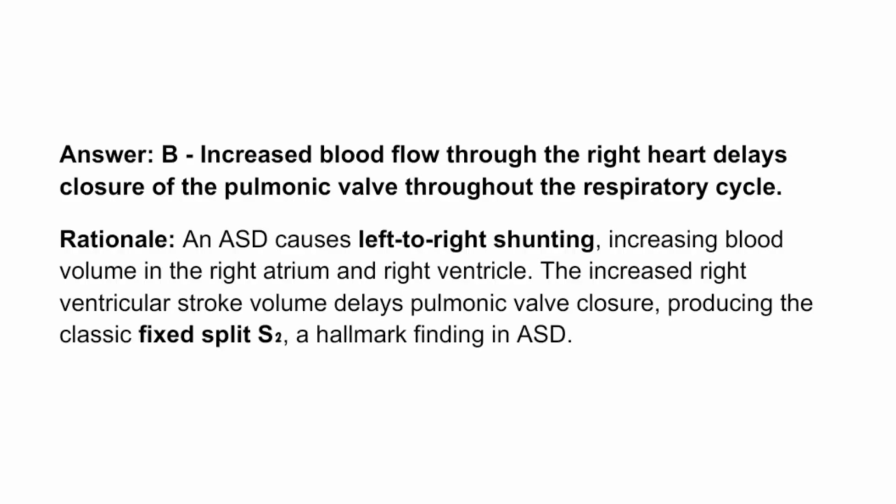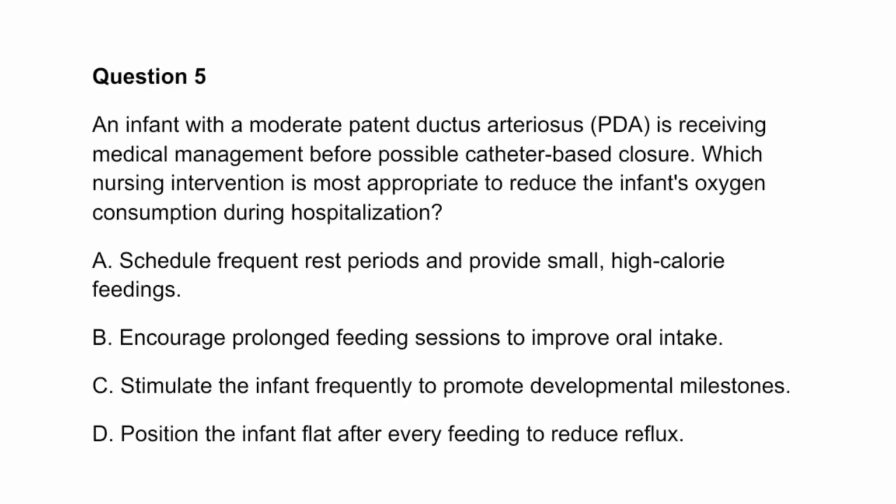Rationale. An ASD causes left-to-right shunting, increasing blood volume in the right atrium and right ventricle. The increased right ventricular stroke volume delays pulmonic valve closure, producing the classic fixed split S2, a hallmark finding in ASD. Question 5. An infant with a moderate patent ductus arteriosus, PDA, is receiving medical management before possible catheter-based closure.